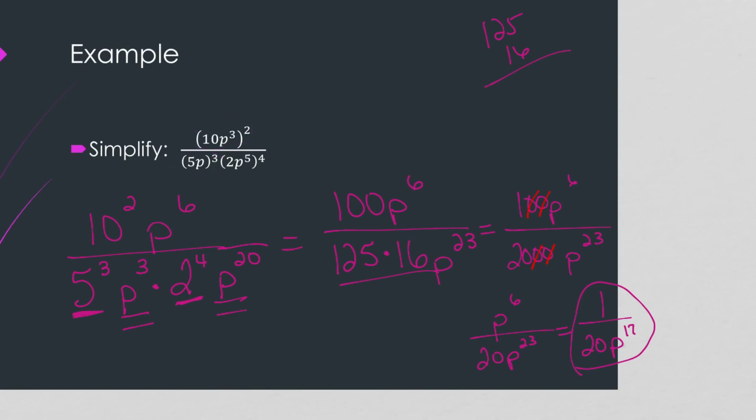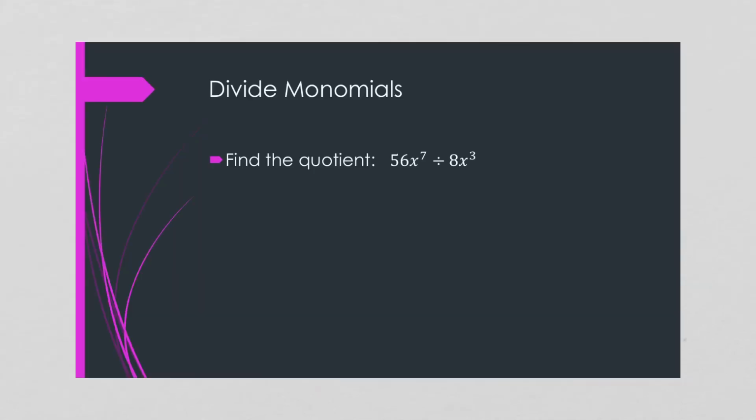Here's the original problem if you want to try that again on your own. All right, so sometimes the quotients aren't written as fractions, but you know what? They're done the same way. So we've got 56x to the 7th divided by 8x to the 3rd. 8 goes into 56 7 times. We have more x's in the numerator than we do in the denominator, so they're going to stay in the numerator, and this simplifies to be that.